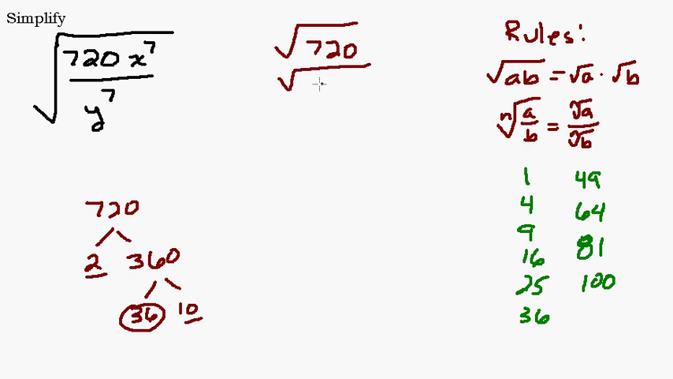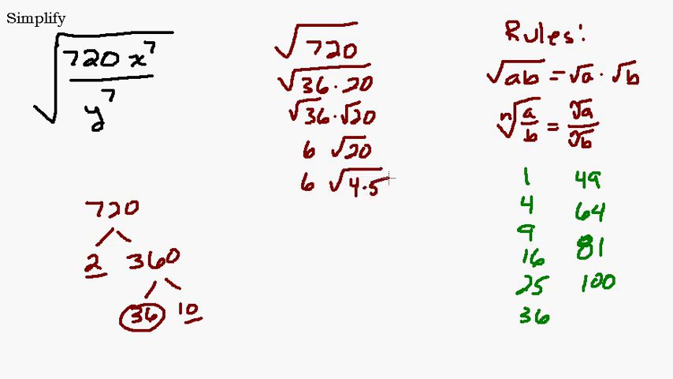So I'm going to split this up into 36 times 20, because I can take the square root of 36, which is just 6. That's my whole goal, is to try to sort of get stuff out from under this square root. So now I have 20 left under the square root. Do any of these green numbers go into 20? Well, 4 goes into 20. 20 is 4 times 5.